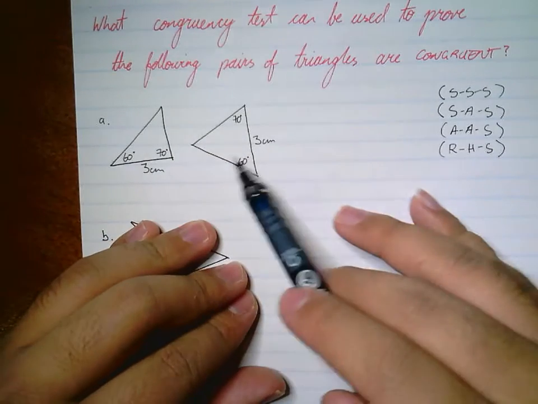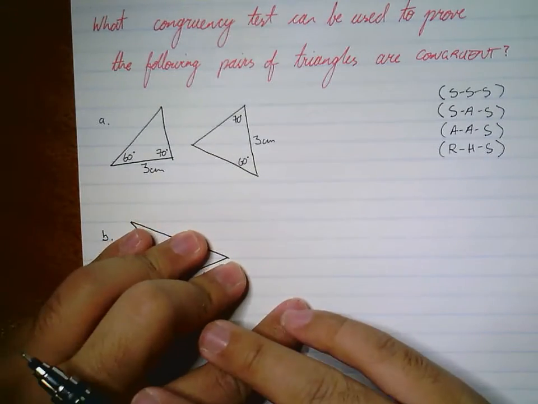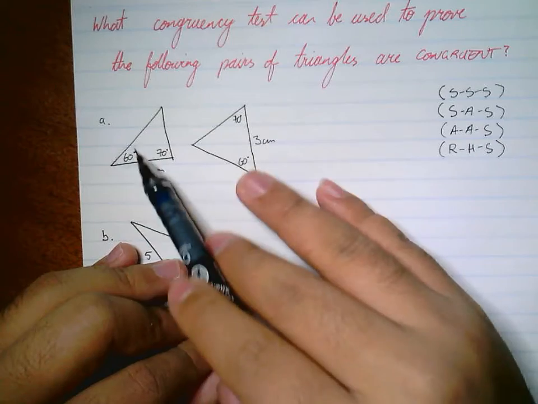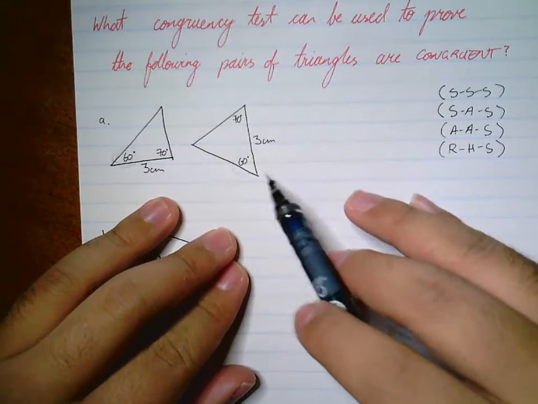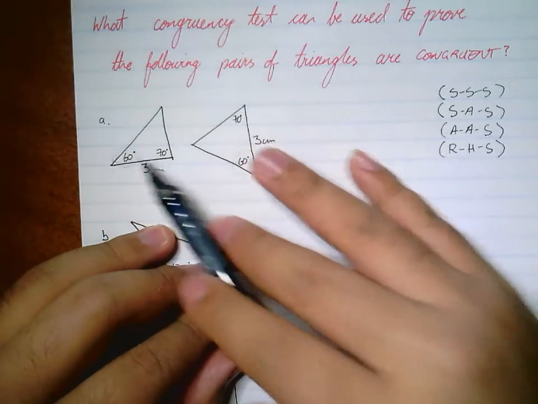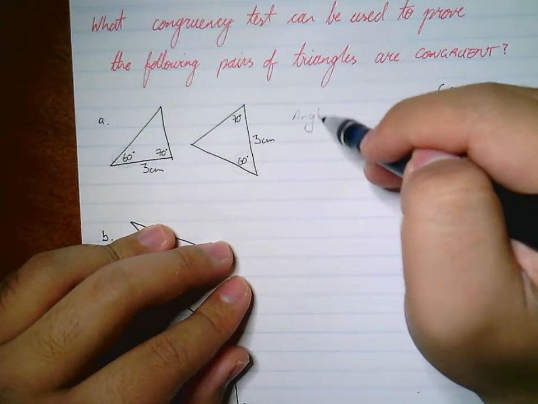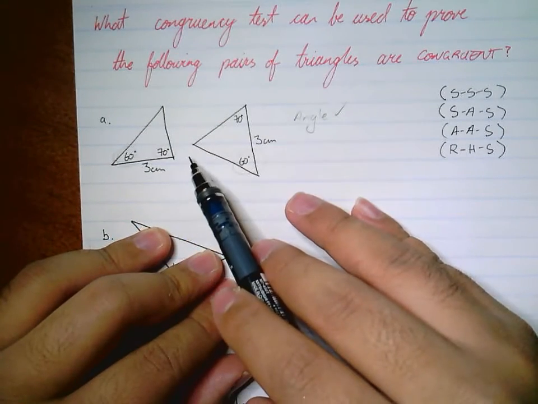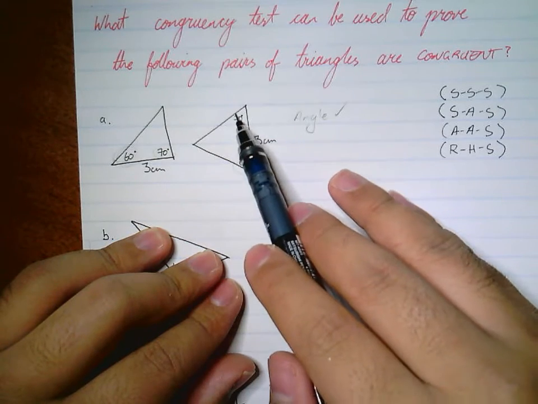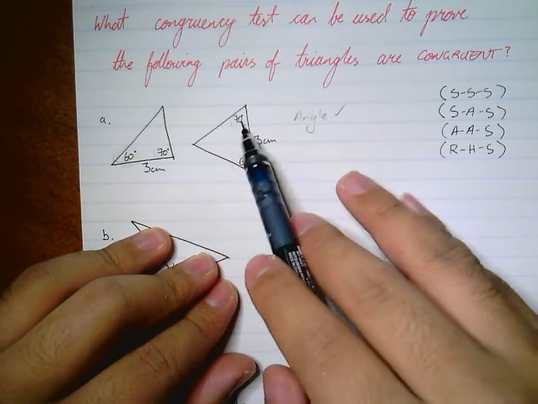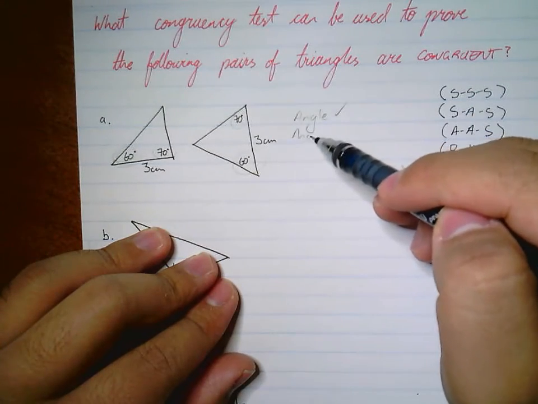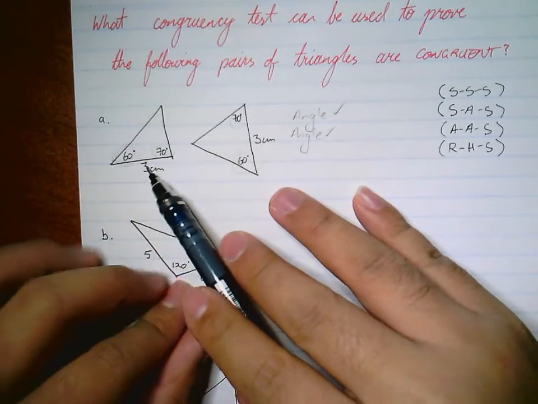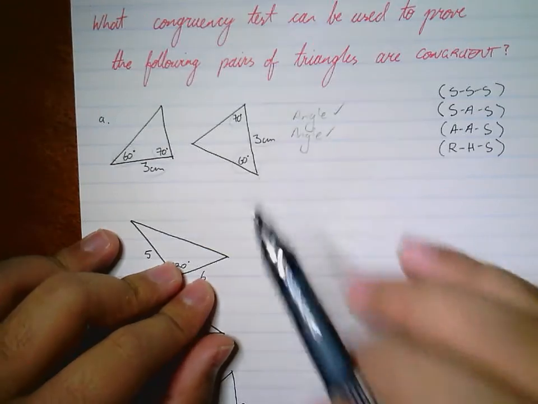Just looking at it, what is given to us? Let's start observing here. We have a 60 in the first triangle, and we have a 60 in the second triangle. So that's one pair of angles. We have a 70 here and another angle that's also 70. So that's another pair of angles. And finally, we have a side that's 3 centimeters and also 3 centimeters.